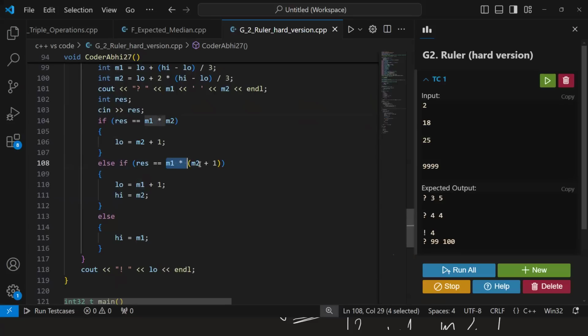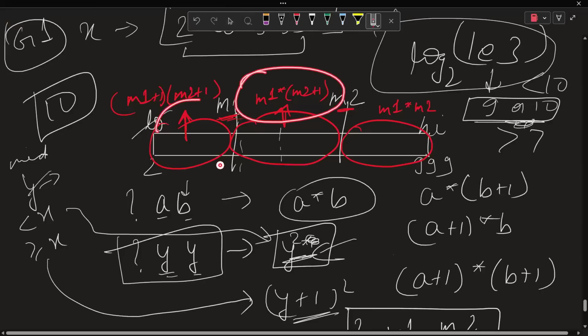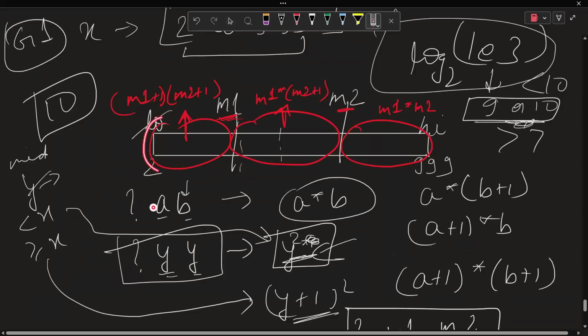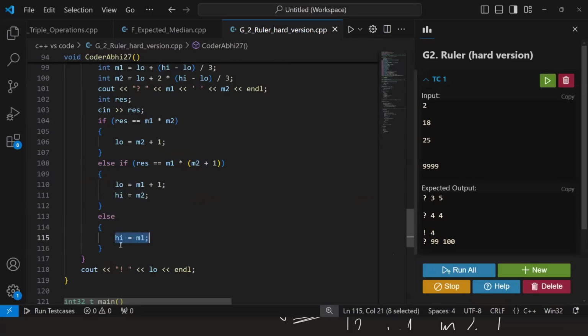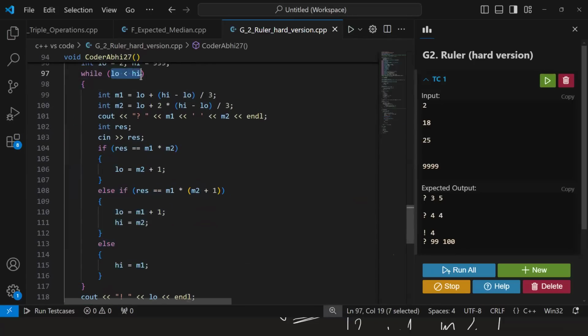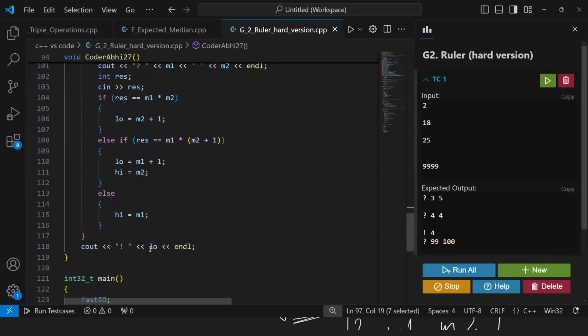If we got the result as M1 * (M2 + 1), which is this, then we would change low to M1 plus 1 and high to M2. Otherwise, for the third case, we would change high as M1. So this way we are changing our range. Finally, when we come out of the loop, low and high would be equal. So we can either print low or high, both of them would be equal, as our final answer.